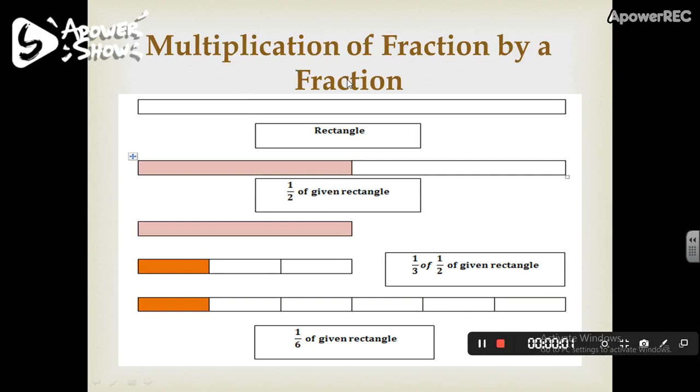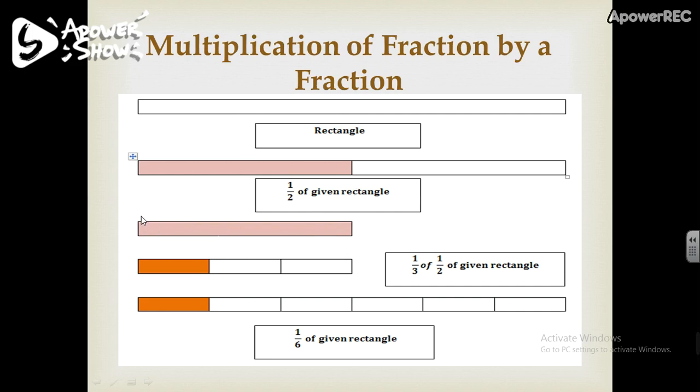So let's move on to multiplication of a fraction by another fraction. First of all, let's understand this process using this picture. Here I am taking a rectangle, and I am dividing this rectangle into two equal parts. Now I am taking one part out of these two equal parts. This is one part of the rectangle, and this part represents half of the given rectangle. So this shaded part represents half of this bigger rectangle.